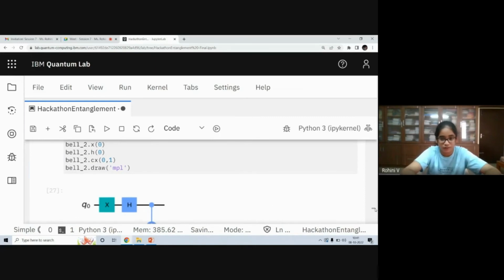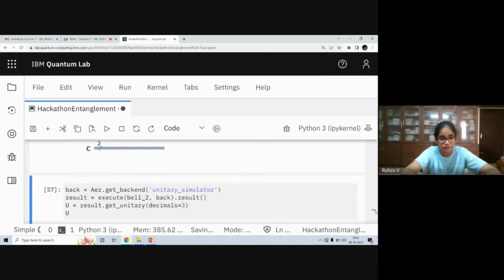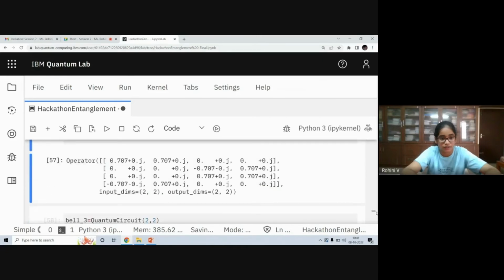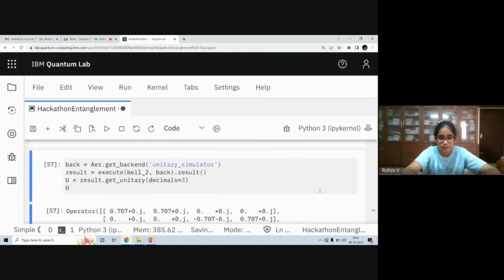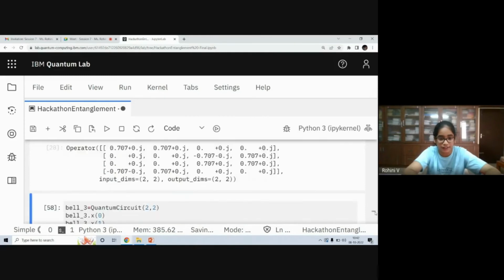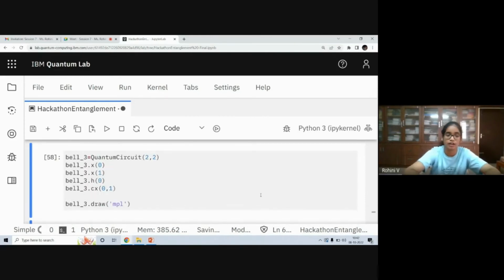So this is for the third Bell state, and this is the unitary representation of the third Bell state. And here comes the fourth Bell state.